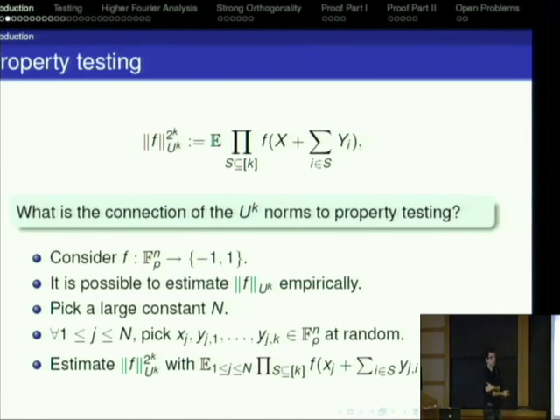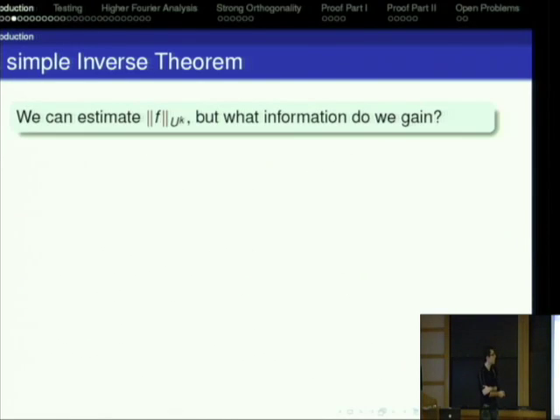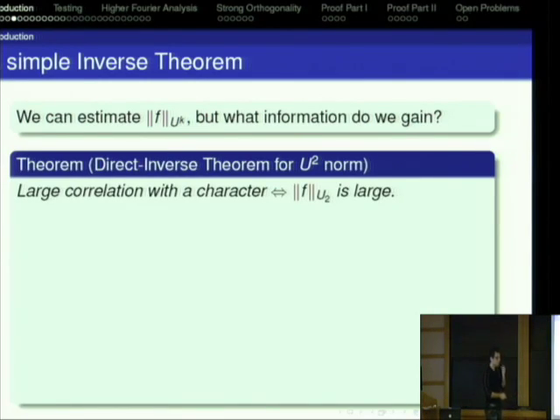Now, a simple second moment argument shows that if you take n to be sufficiently large, you get a good estimate of these uniformity norms. So in the context of property testing, you can estimate these norms. But what information do we gain from these estimates? This kind of information is given by these direct and inverse theorems.